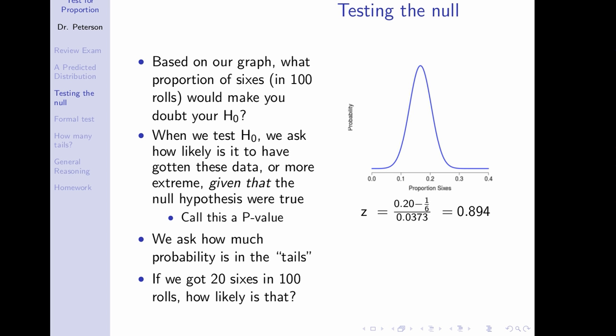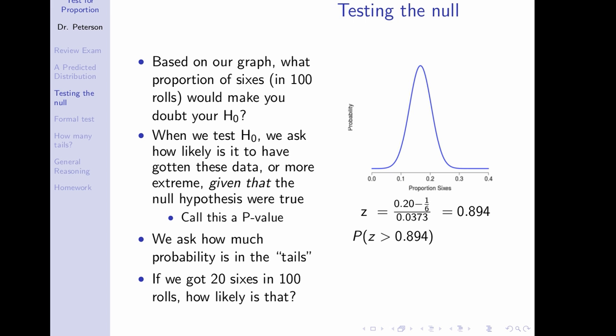So this z-score gives us 0.894. So 0.20 minus 1/6 divided by 0.073. We're about 1 standard deviation away from the mean. Okay? We can see that here if we draw a line up from 0.2. Now we want to know how likely is it to have gotten a z-score of 0.894 or bigger.